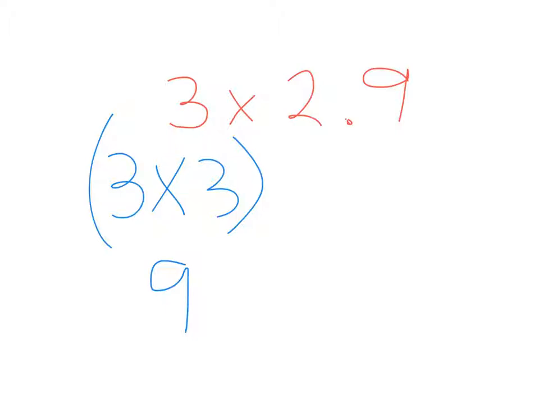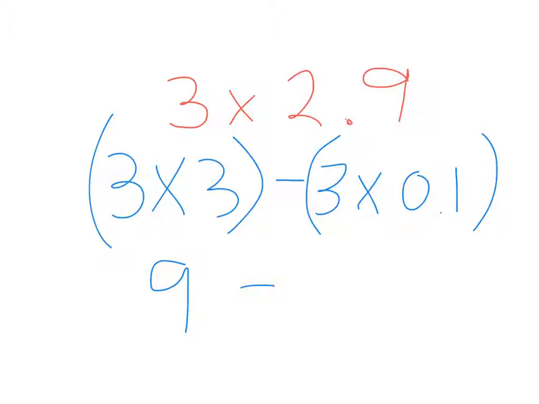However, because I borrowed 3 groups of 1/10, I need to subtract them to work out my answer. So I have 3 groups of 3, which is 9, take away 3 groups of 0.1, which is 0.3, which is 8.7. As you can see, by rounding, as long as I remember to compensate later by removing what I added, then I can get the correct answer.